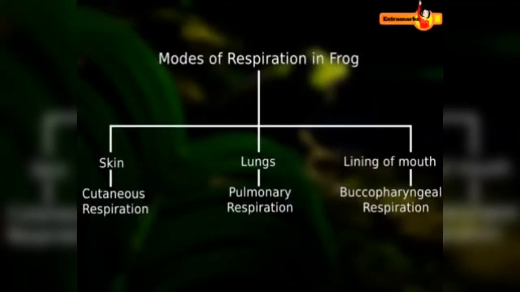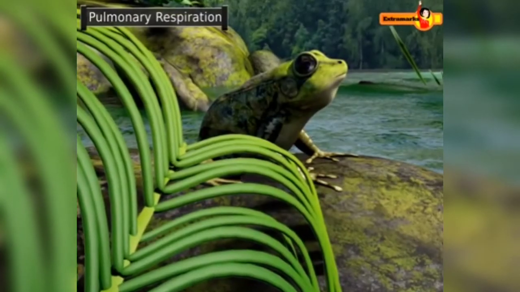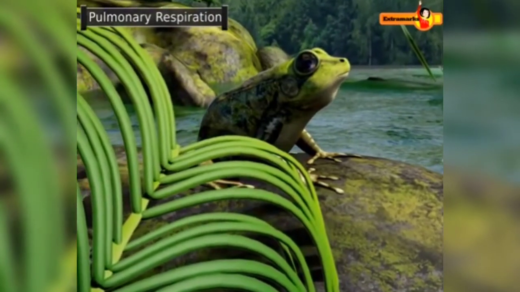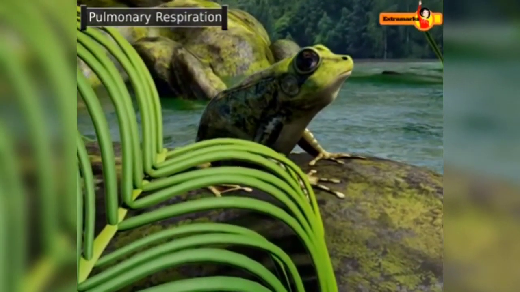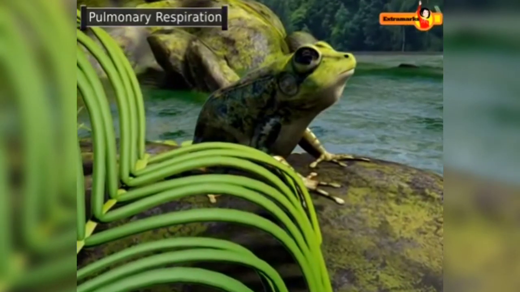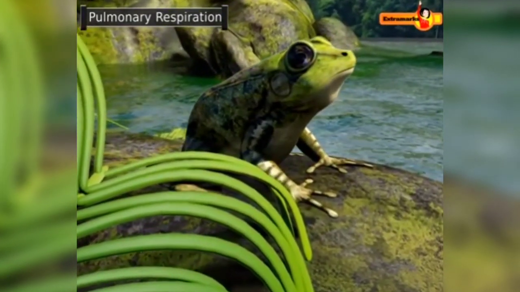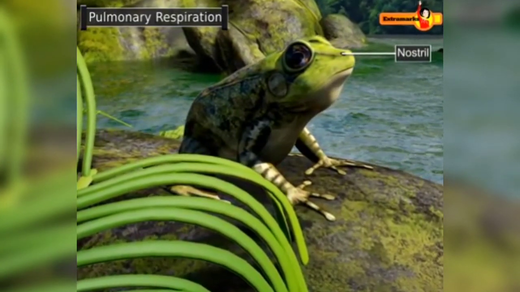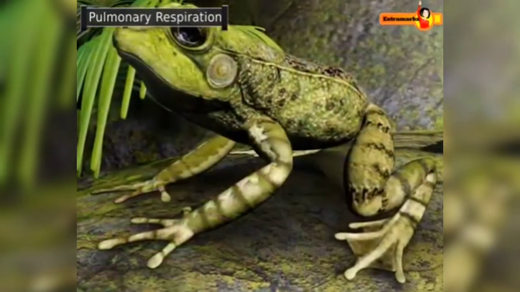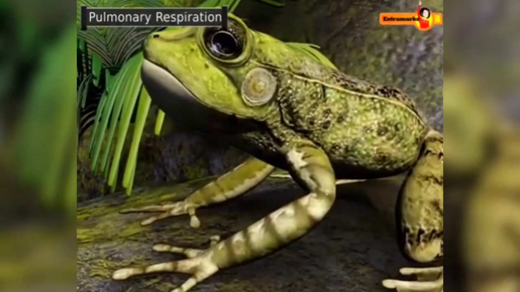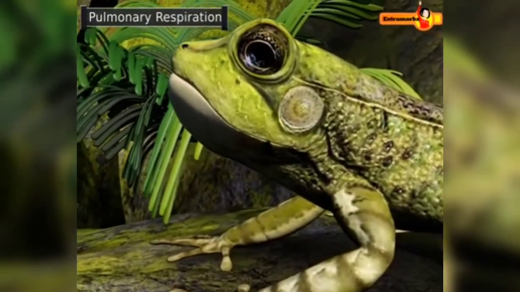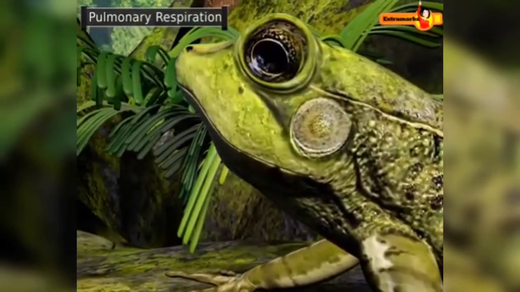Another mode of respiration in frog is pulmonary respiration. Frogs use their lungs when they are active and cannot get enough oxygen from cutaneous respiration. Like humans, a frog takes in air through its nostrils. The mechanism of taking air into the lungs is, however, different from humans, as frogs do not have ribs or diaphragm.